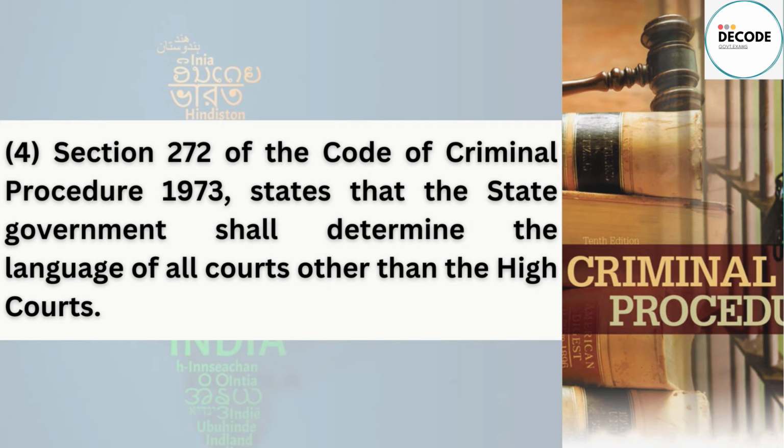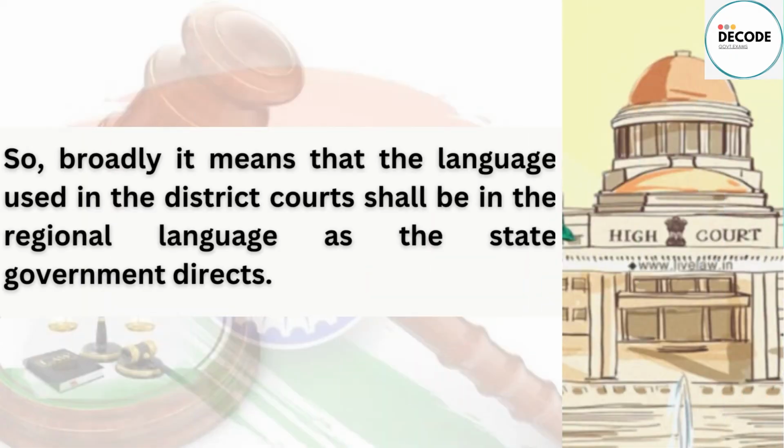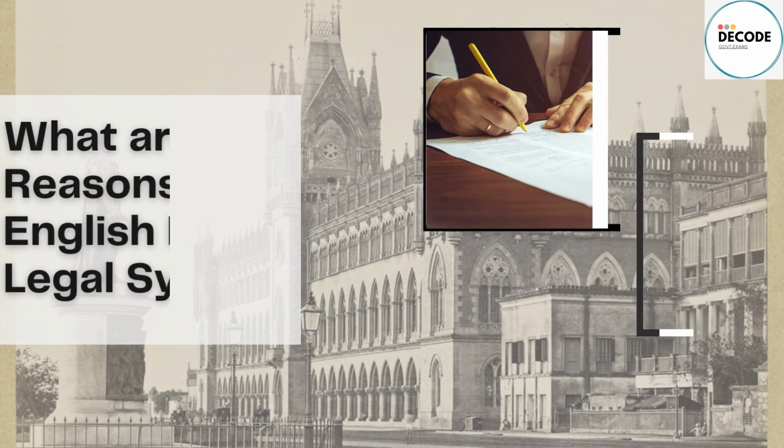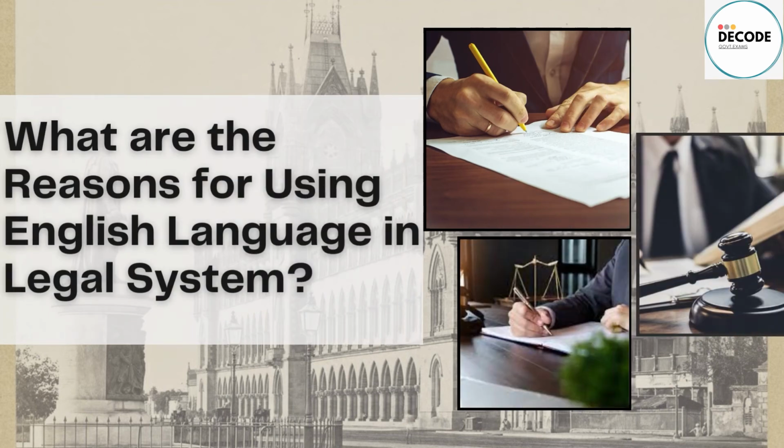Section 272 of the Code of Criminal Procedure 1973 states that the state government shall determine the language of all courts other than the high courts. So, broadly it means that the language used in the district courts shall be the regional language as the state government directs. What are the reasons for using the English language in the legal system?